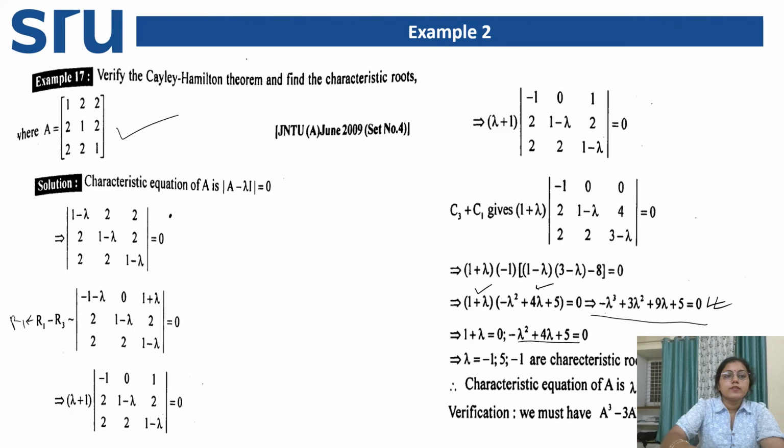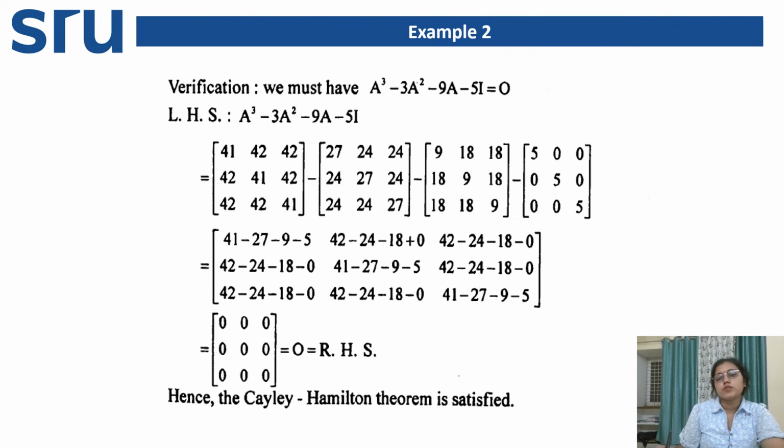Let's see in the next slide. So now you have to do the verification. You must have A cube minus 3A square minus 9A minus 5I equal to 0. So the left hand side is A cube minus 3A square minus 9A minus 5I. Now find the value of A cube. Simply find first A square, multiplying the matrix A with itself, so you get A square. Then A cube is nothing but A square multiplied with A. In this manner you have to find A cube. So this is your A cube, this is your 3A square, this is 9A, and this is 5I.